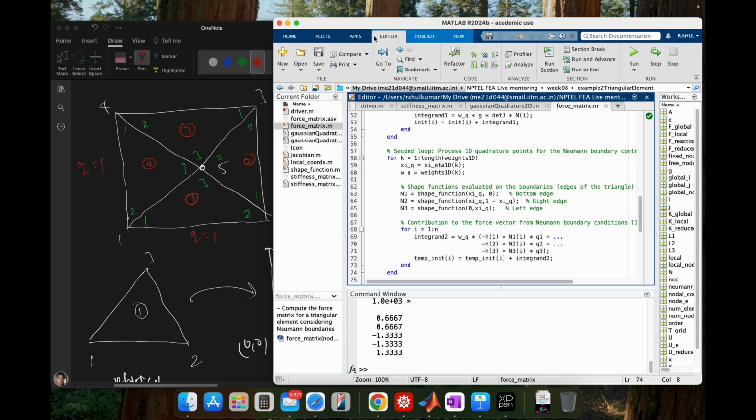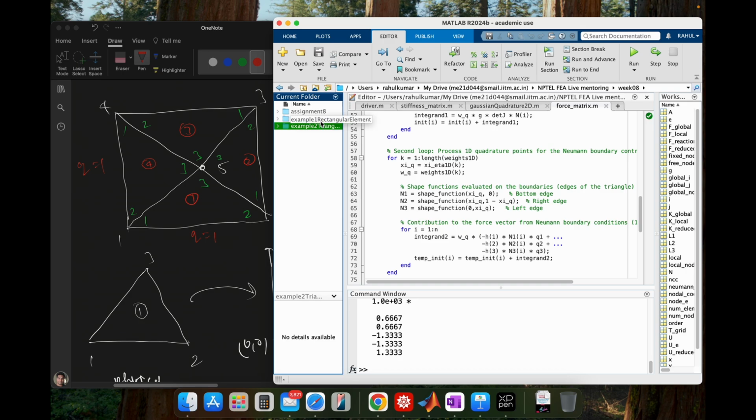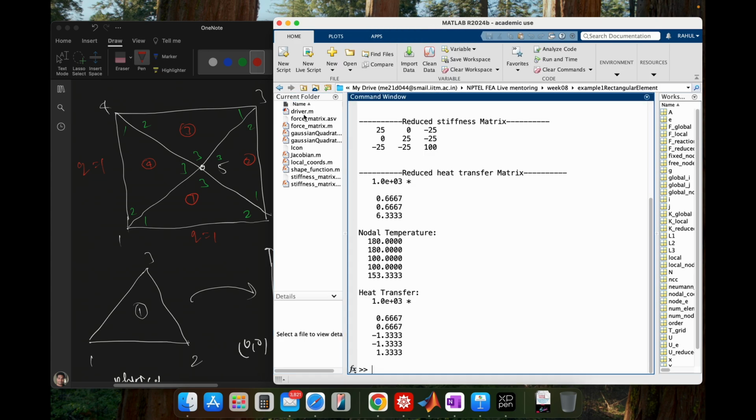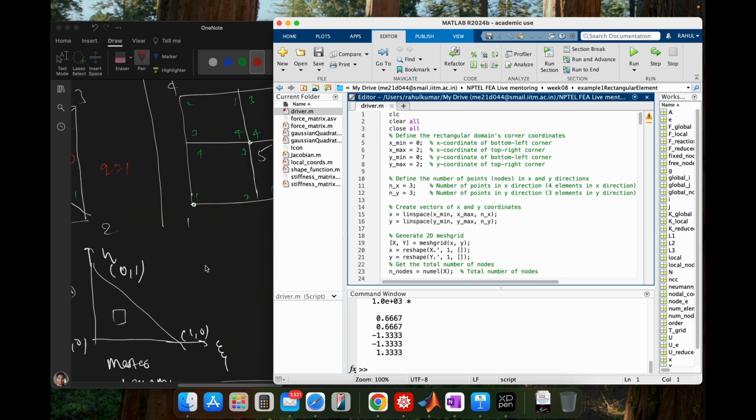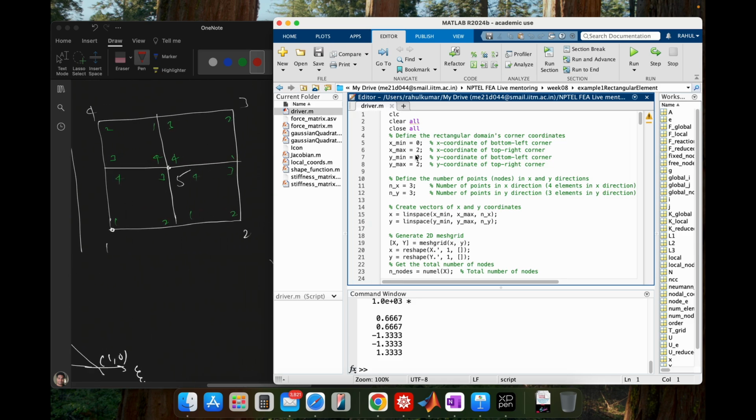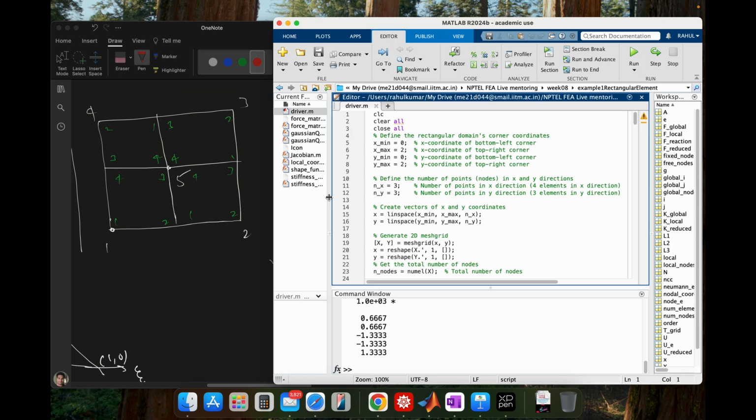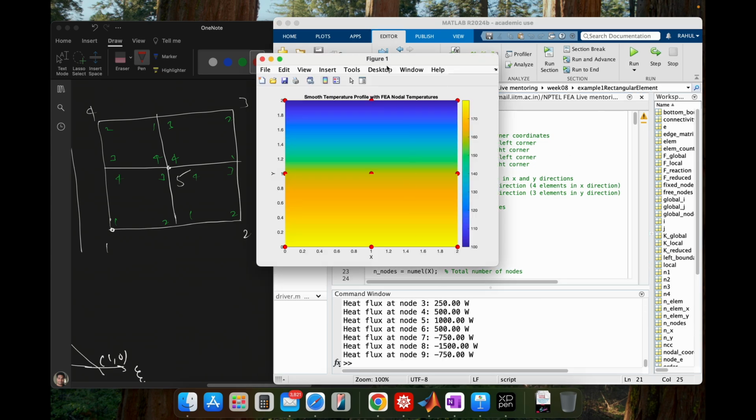Okay, so let's go to the rectangular mesh, and the same problem we will do with the rectangular mesh. So this is the x minimum. What I am doing is I want to increase the number of elements. Suppose I am taking three points here on the x-axis and three points here. I want to just verify the temperature.